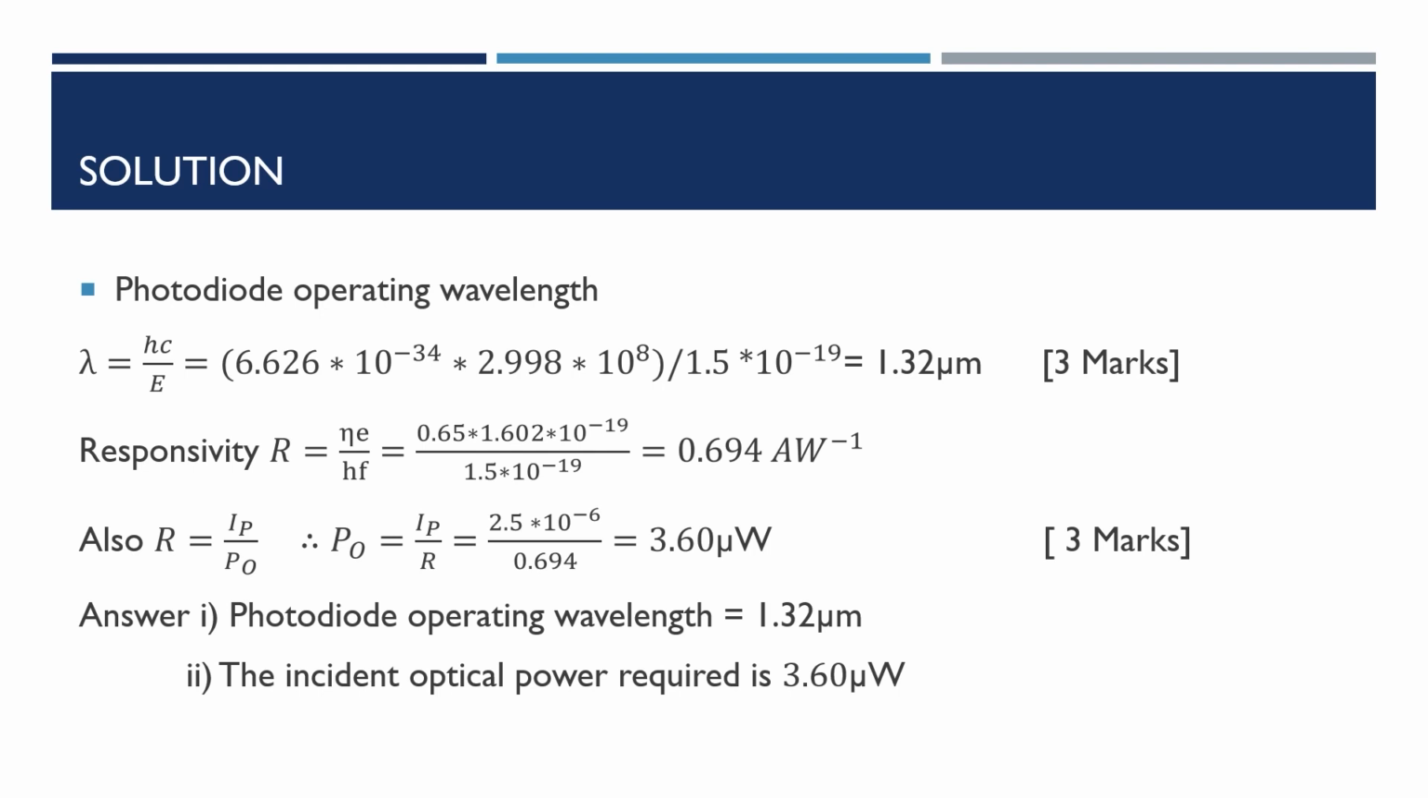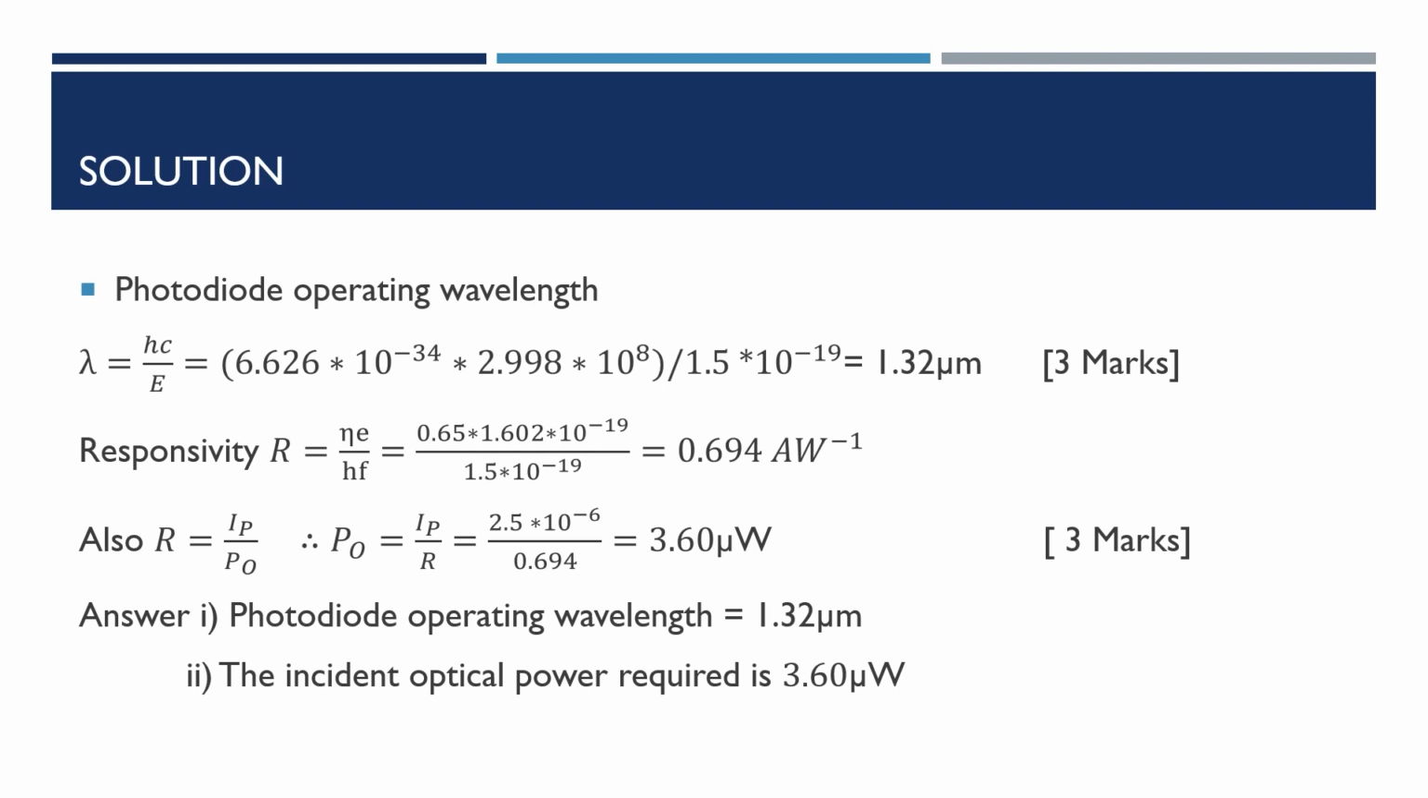6.626 × 10^-34 and the speed of light is 2.998 × 10^8, and the energy of the photon is given as 1.5 × 10^-19 in the numerical itself. So if you calculate this, the answer is 1.32 micrometer. If you solve this answer, then it is for 3 marks.